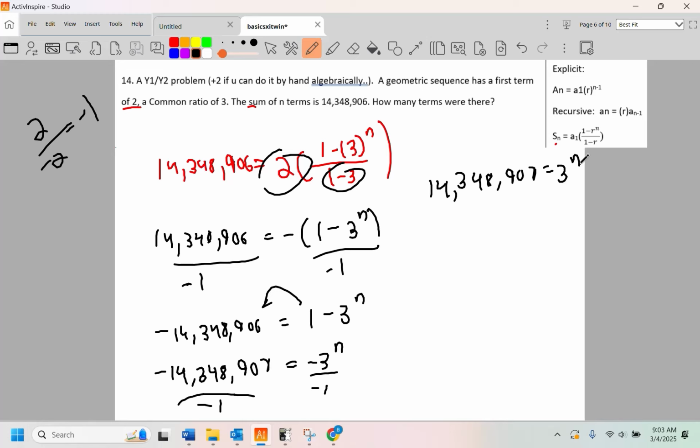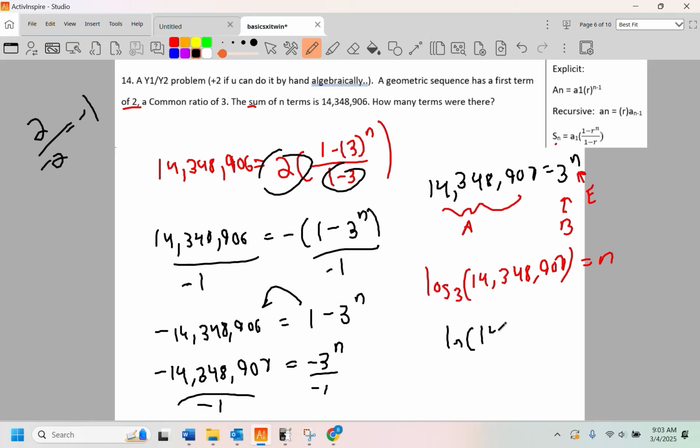And now I'm going to do log as bay. I have an exponential function that I can convert to a logarithm. I have a base of 3. That's my exponent, which means that all this is my argument. So a log whose base is 3 and whose argument is 14,348,907 is equal to n. And I'm going to push buttons in the calculator using change of base. The natural log of 14,348,907, sitting pretty over the natural log of 3, is n.